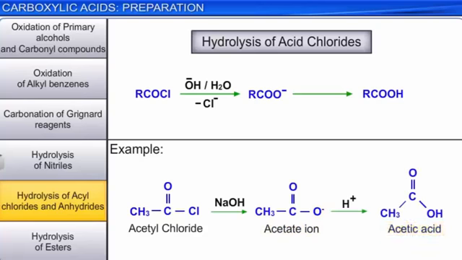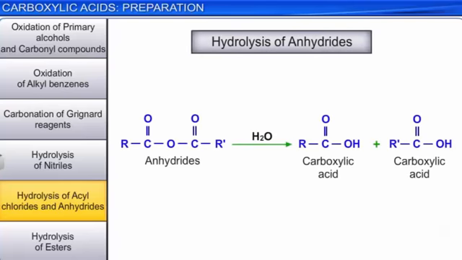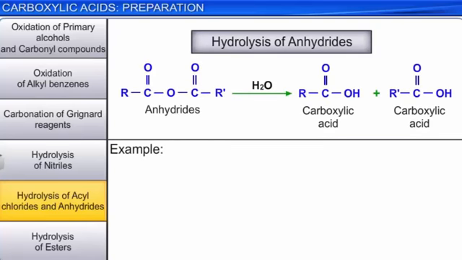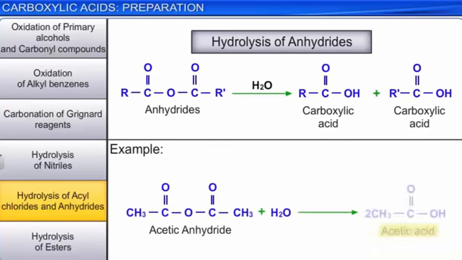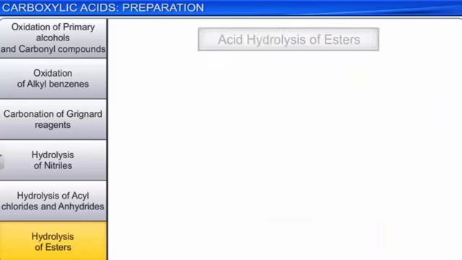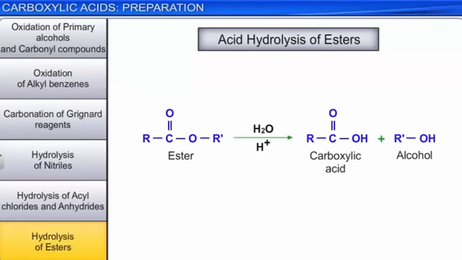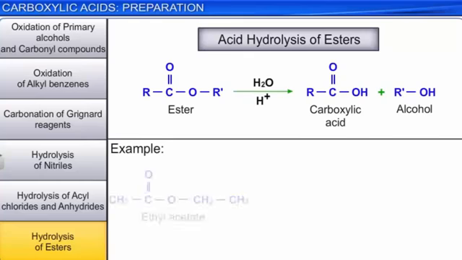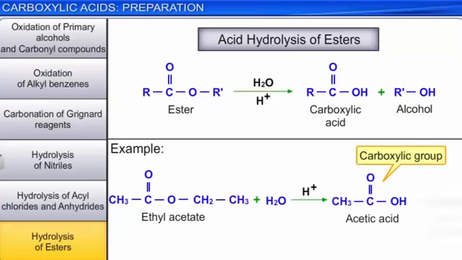Anhydrides give the corresponding acids on hydrolysis. For example, acetic anhydride gives acetic acid. Acid hydrolysis of esters directly gives the carboxylic acids concerned. For example, ethyl acetate, on boiling with a dilute acid, gives acetic acid and ethyl alcohol.